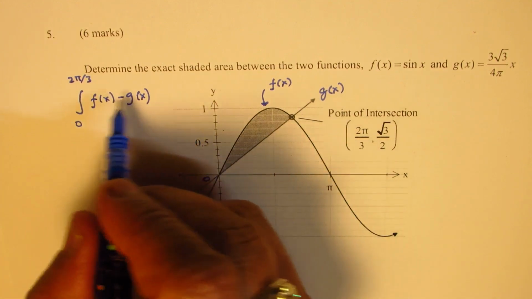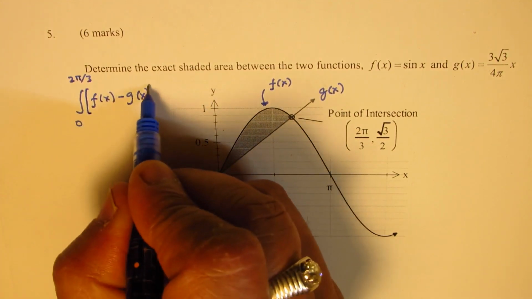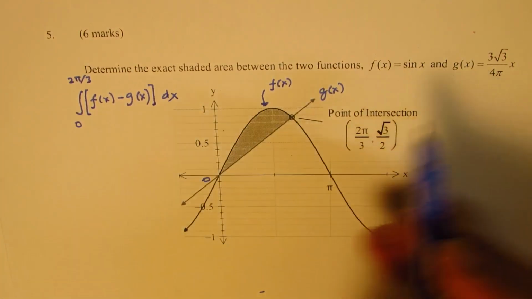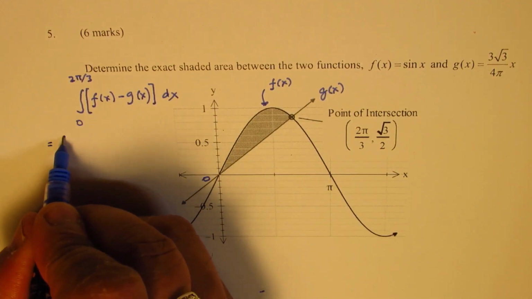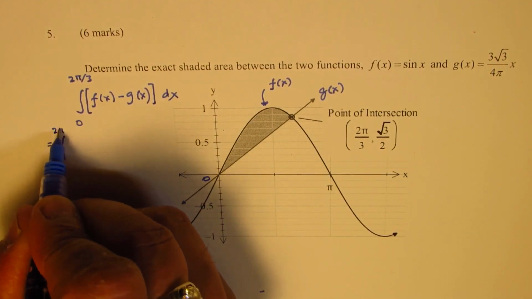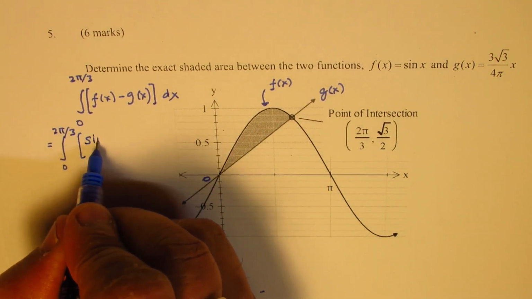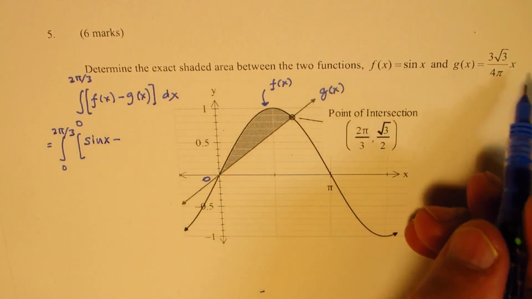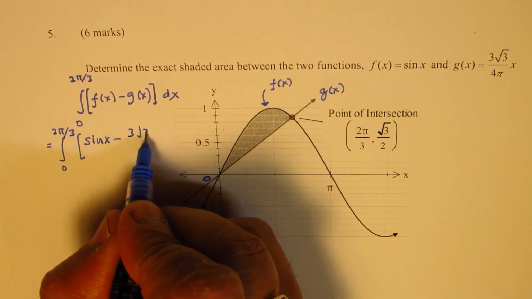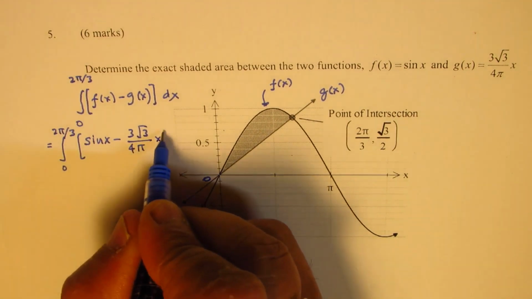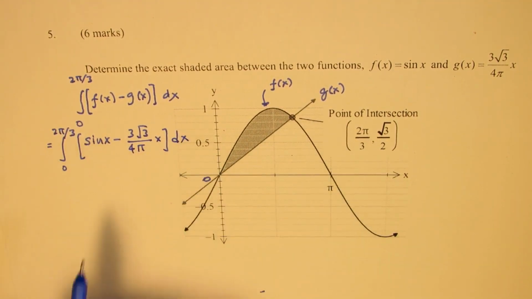So that is what will be the integral, right? Okay. So we are given what f of x is, which is sine x. So let me rewrite this as the integral from 0 to 2 pi by 3, and here we have sine x minus g of x, which is 3 square root 3 over 4 pi times x, dx, correct? So that should give us the solution.